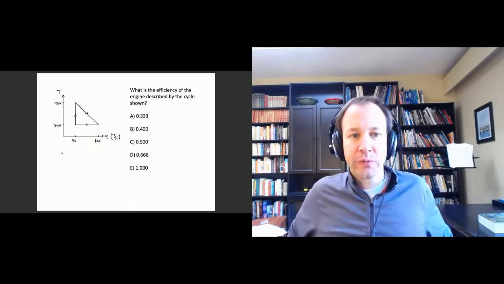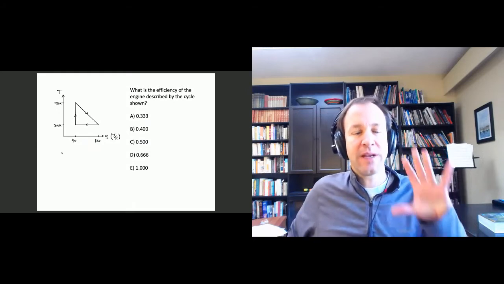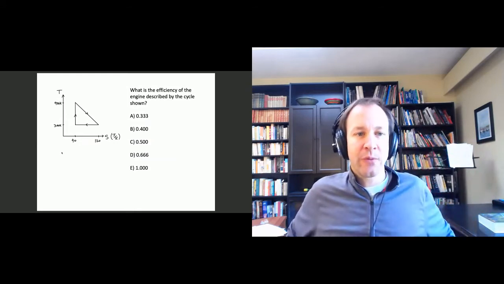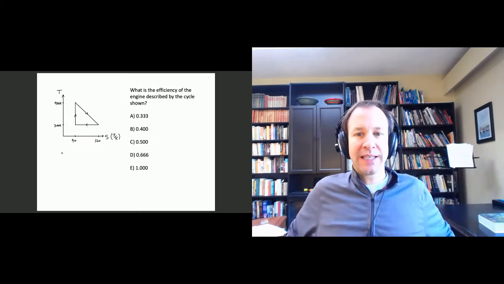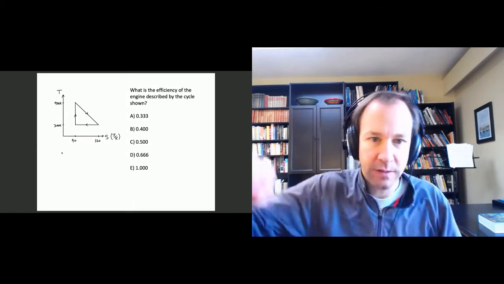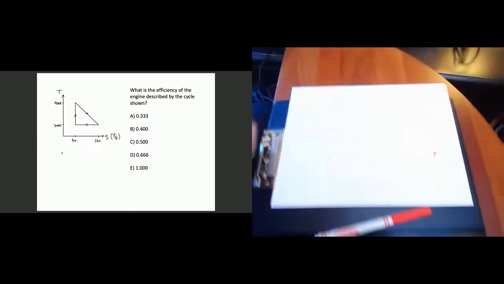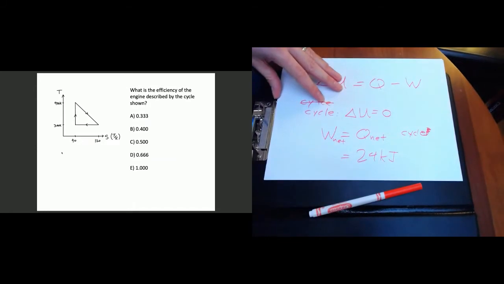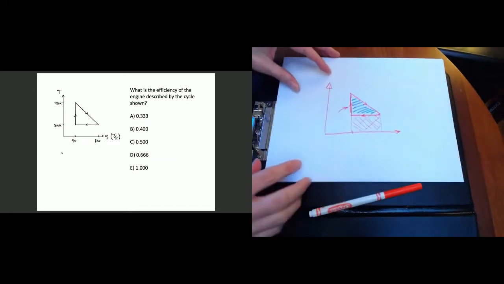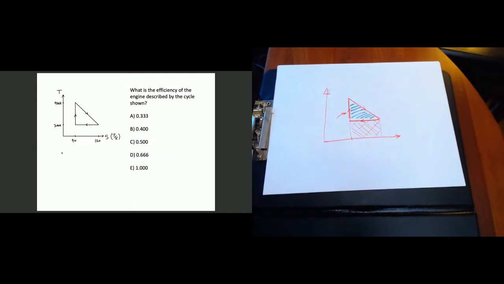Think about, just based on this information that we've been given, what is the way that we can calculate the efficiency for this particular cycle? Okay, so let me draw that out here. So I'll make use of this previous diagram here.